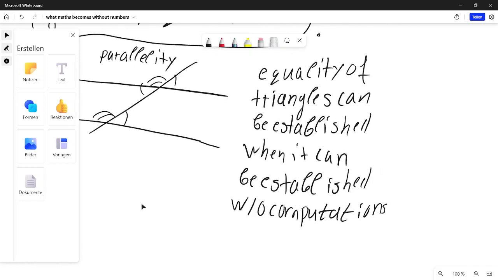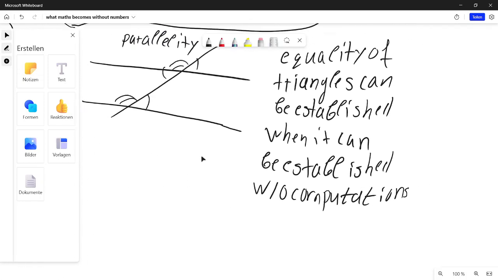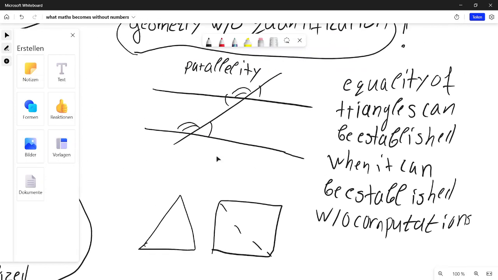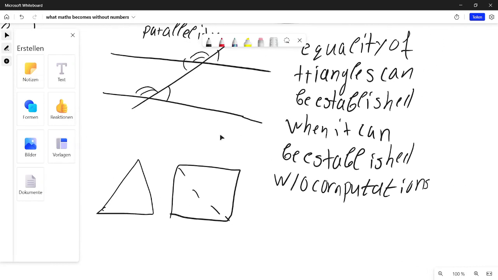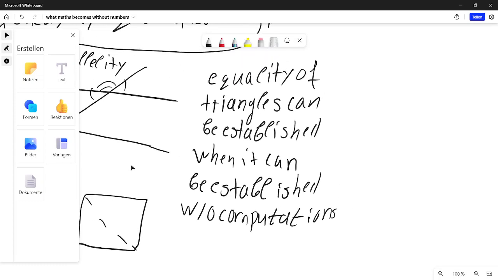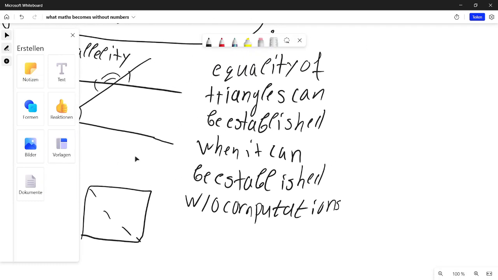So, in particular, arguments that use area of a triangle do not work anymore, because we can't compare areas anymore in any way. Well, okay, in particular cases we could, but we have no general way to compare areas, to compute areas, or to do whatever with areas. Only in very primitive cases we can do it. Okay, equality of triangles can be established.